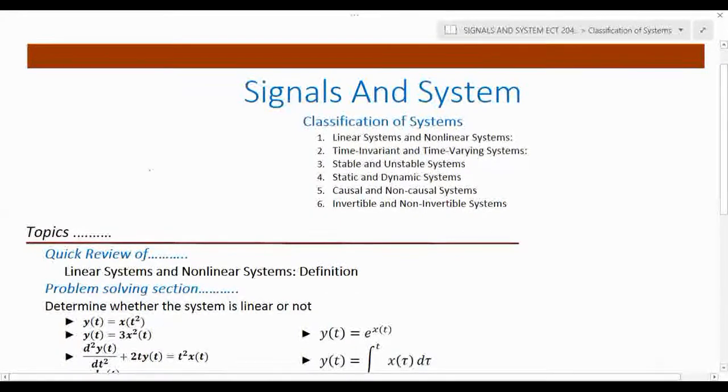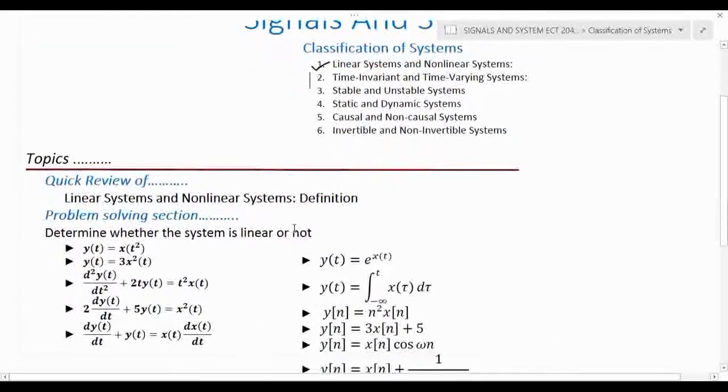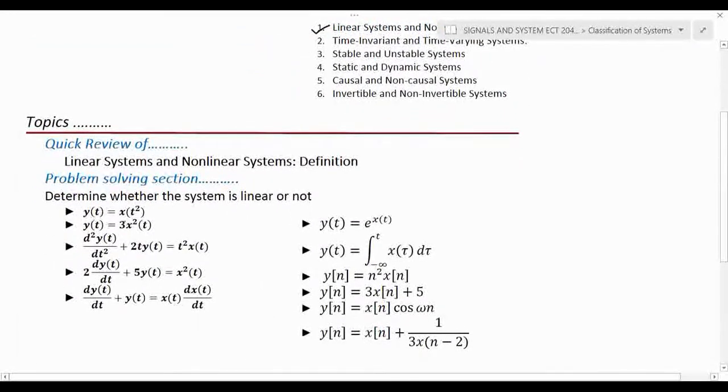So this is a continuation of the previous lecture, and we already discussed the basic definition of a linear system and the condition check to check the linearity. And in the previous lecture, we already discussed some problems.